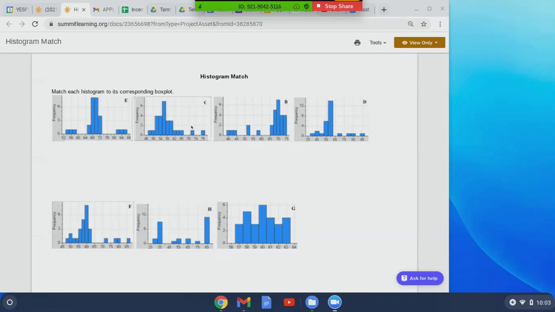So you all are good? Now you understand what your task was for the second cool down? Critically analyze the histograms and match them to the box plots. Now, you will see there are 7 histograms, but there are 8 box plots. So you know one of your box plots you are not going to use. Okay? And everybody has their own. There are no repetitions.